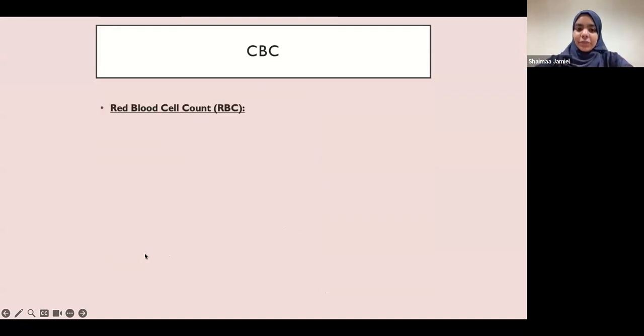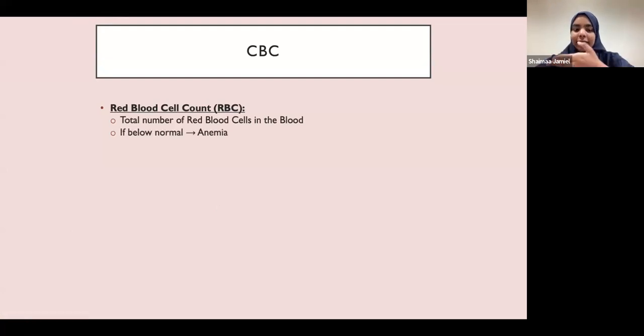So these are the things that we're going to look at today. So the first thing is the red blood cell count. From its name, can anyone guess what it means? Exactly. It's the total amount of red blood cells in the blood. So that's what red blood cell count is. And therefore, if it's below normal, then the person is anemic, right?